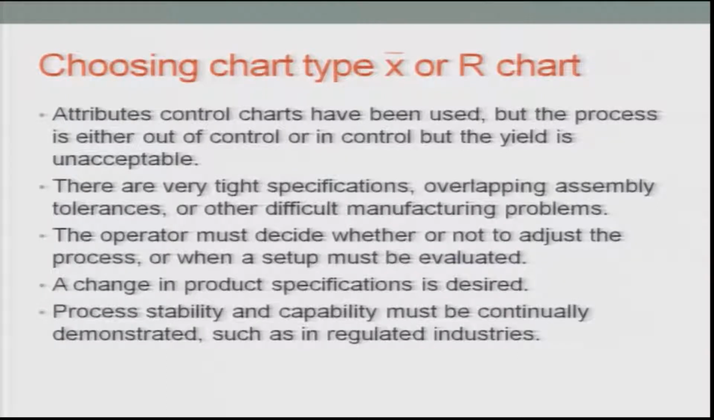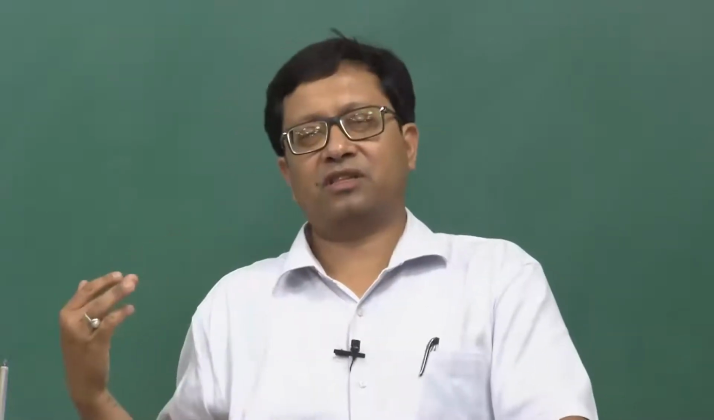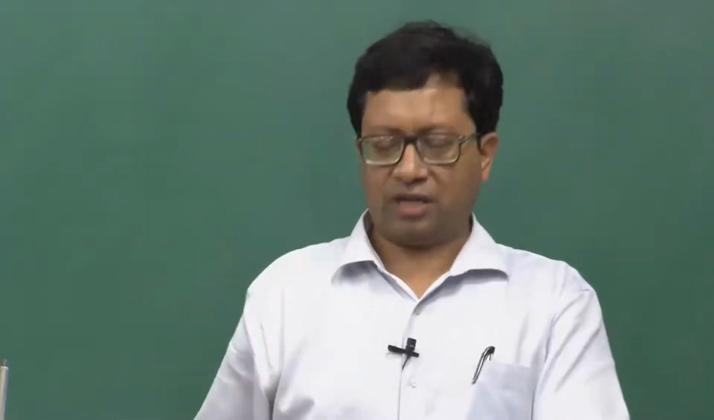A change in product specification is desired, and then you will want to implement those specifications for the production process as required. Process stability and capability must be continually demonstrated, as regulated in industry, and you will take back the information from the industry and make your studies of the charts, whether they are related to quality control, or to some variables being studied, or to some attributes being studied. Obviously, you will take corrective actions to find out where the problem is, but before that the charts have to be drawn.